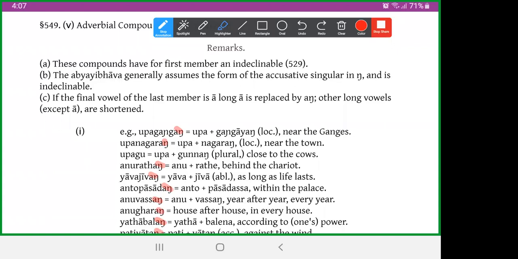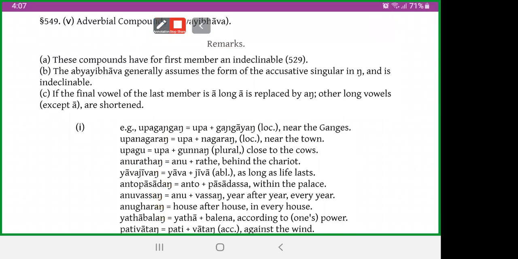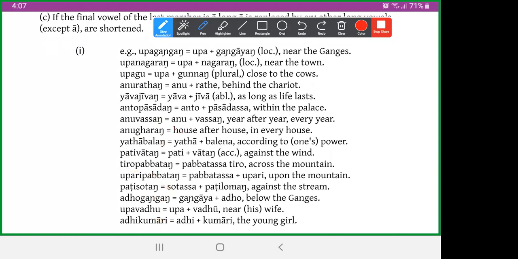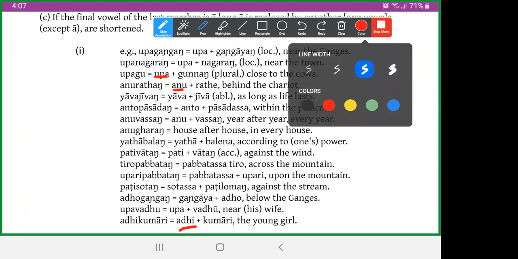And here you notice most of the ones you see are prefixes. How many prefixes can you notice? You have how many prefixes? Can you see here? Upa is a prefix. Anu is also a prefix, right? Okay. So any other prefix you can see? So upa, anu, we got another one. Adi, all right? So these three are prefixes. And then the others are indeclinable.